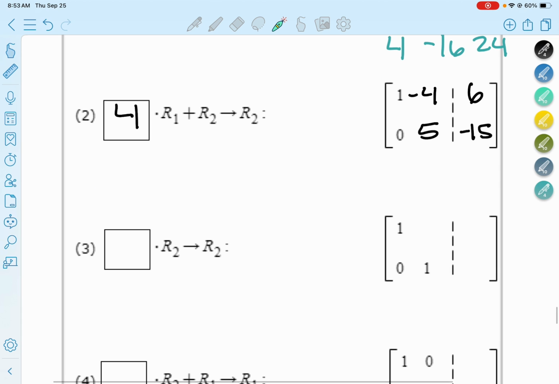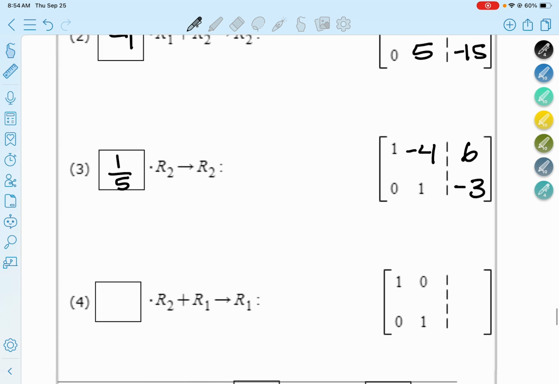Next goal, I want to change this 5 into a 1. So I need to figure out what to multiply it by, which is 1/5, so that it becomes 1. So now all I need to do is multiply -15 by 1/5, which gets me -3. I then am just going to copy the first row because that didn't change. So I have 1, -4, and 6.